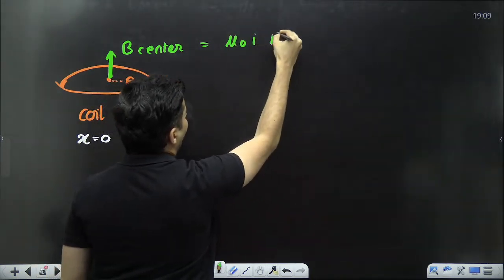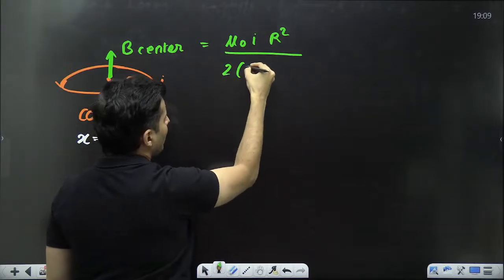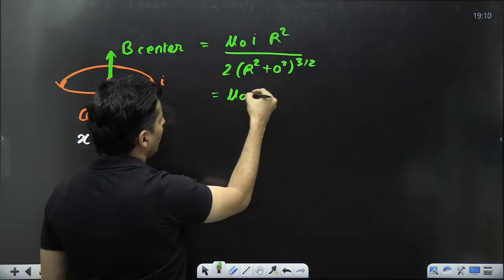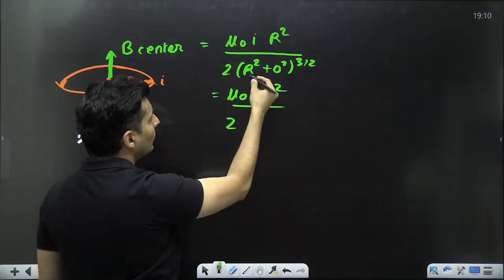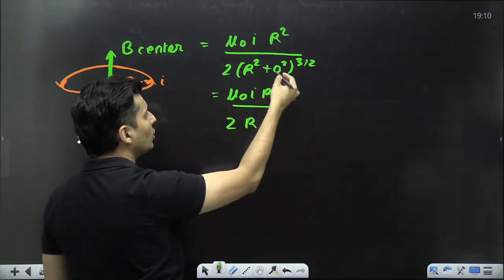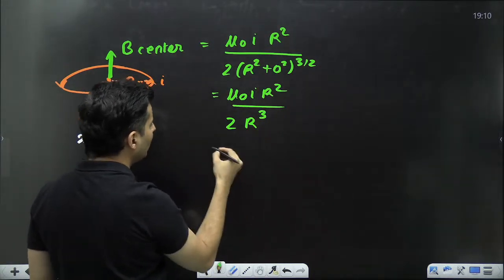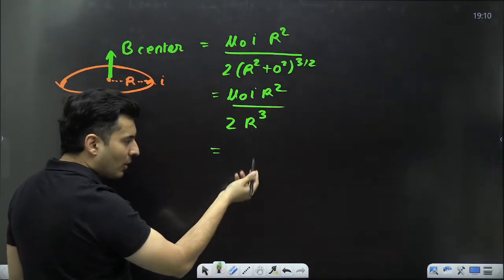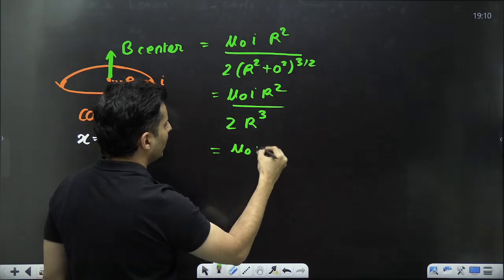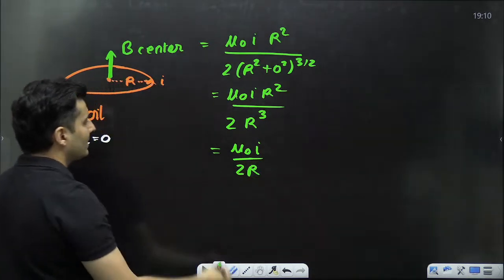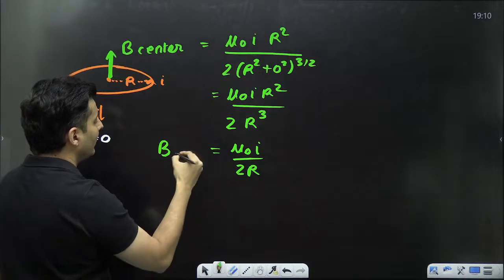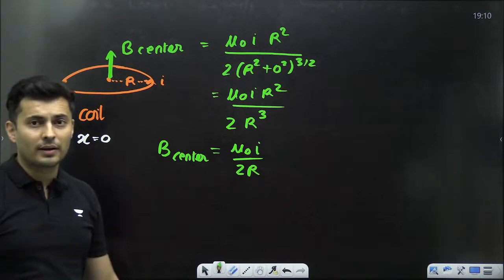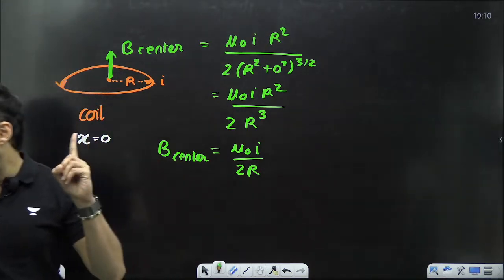Mu naught I R square divided by 2, here you have R square plus 0 square raised to 3 by 2, which is nothing but mu naught I R square divided by 2 R cube, because R square and R square will get cancelled, one R will remain. So mu naught I by 2R. That's the answer for the magnetic field at the center when x is basically 0. Mu naught I by 2R. There is no pi over here.